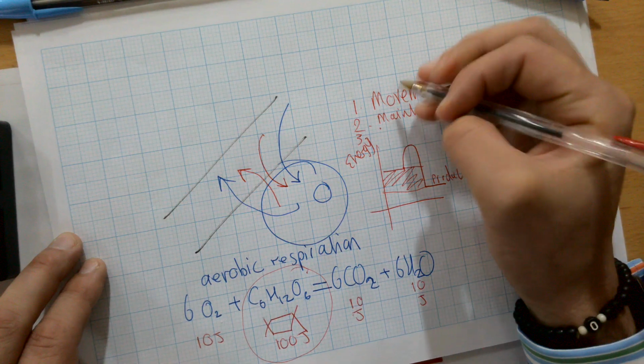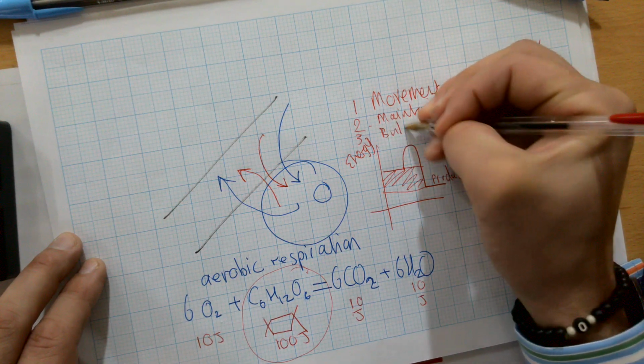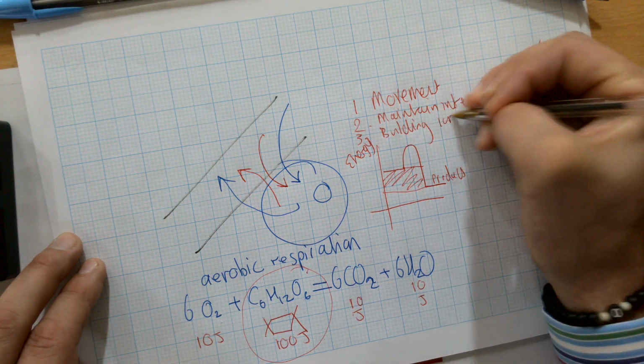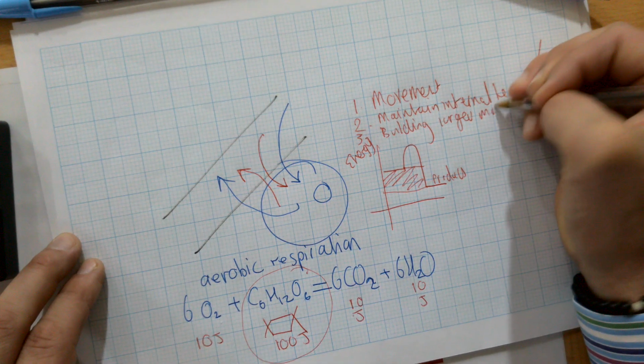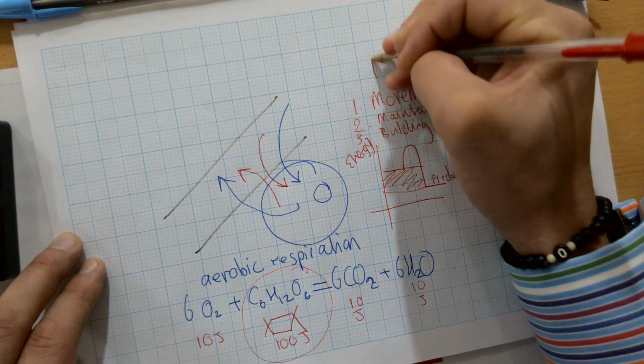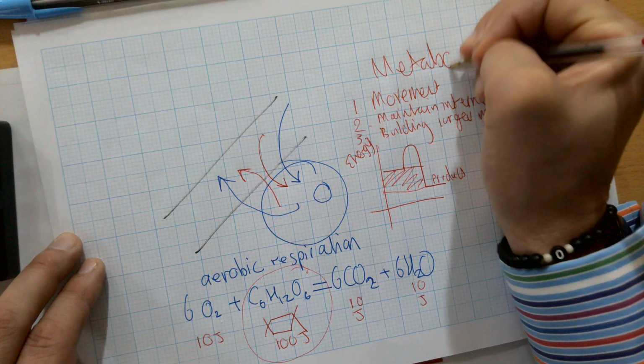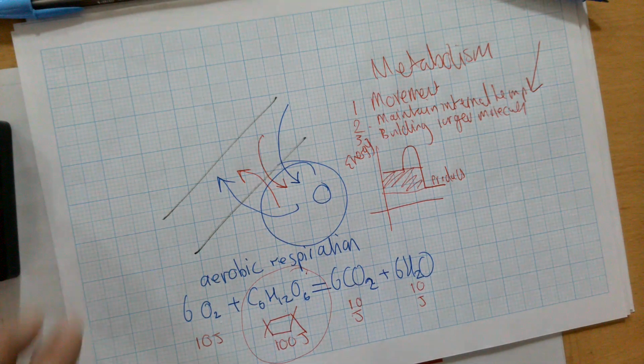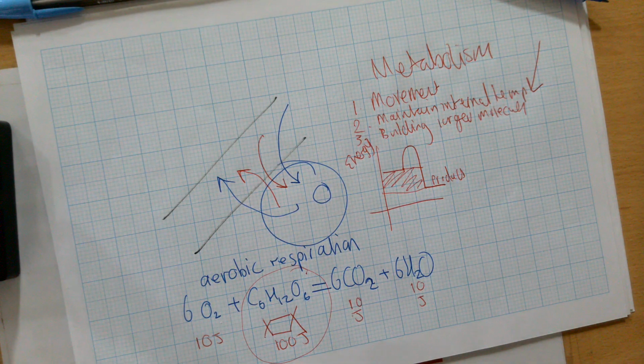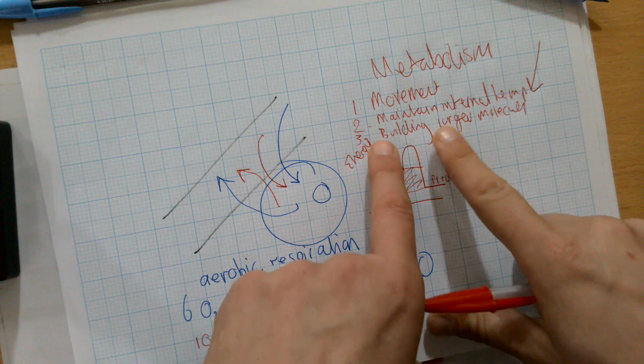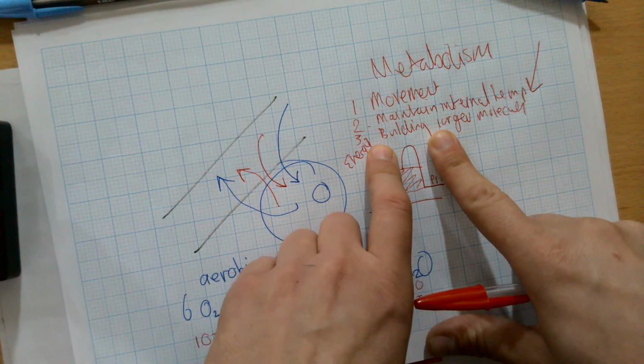And then the final thing we use the energy for, that is building larger molecules. That comes under the banner of metabolism, the rate of which all chemical reactions occur, this being the main one, and this being what the energy is utilized for.